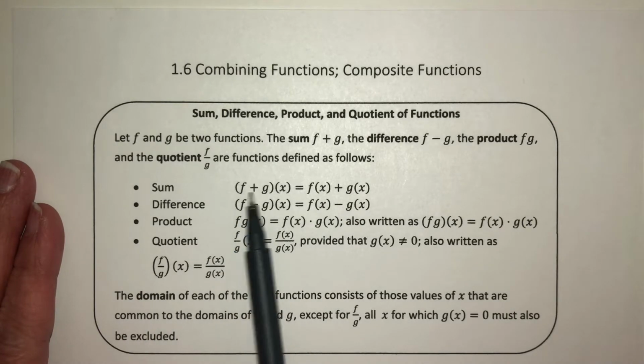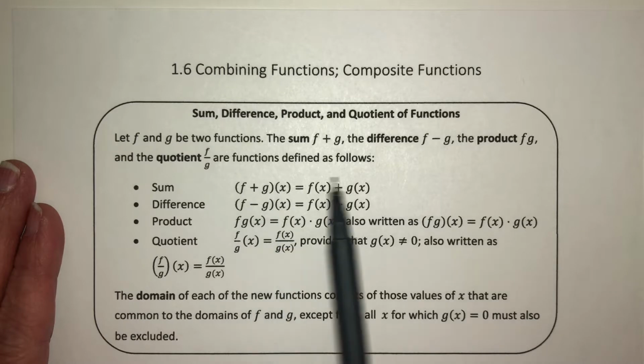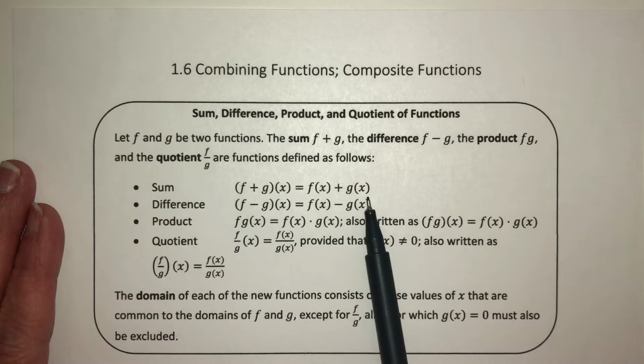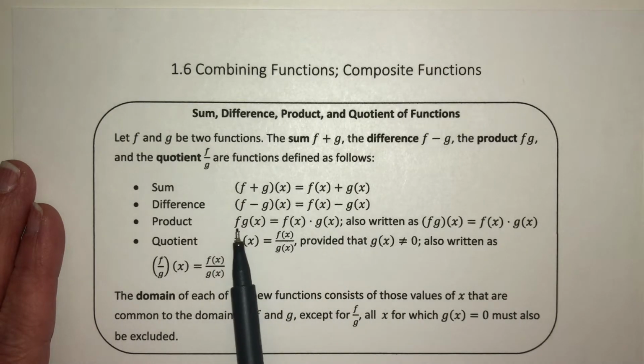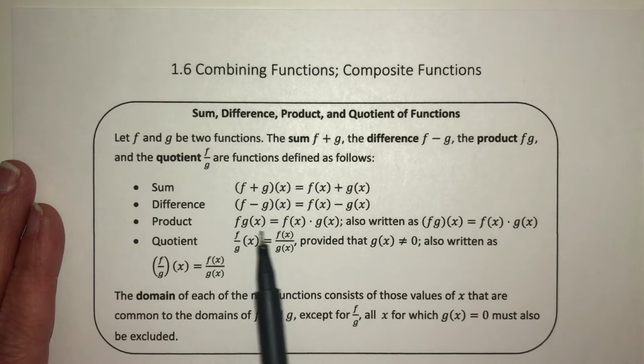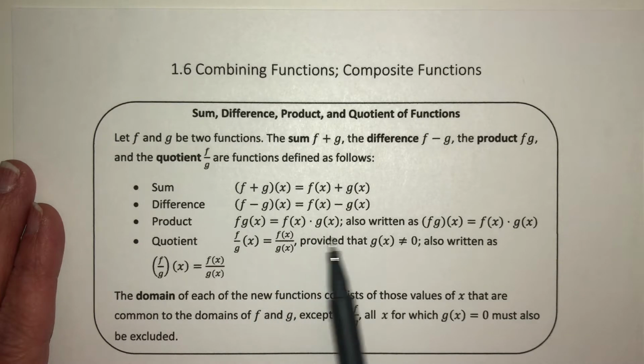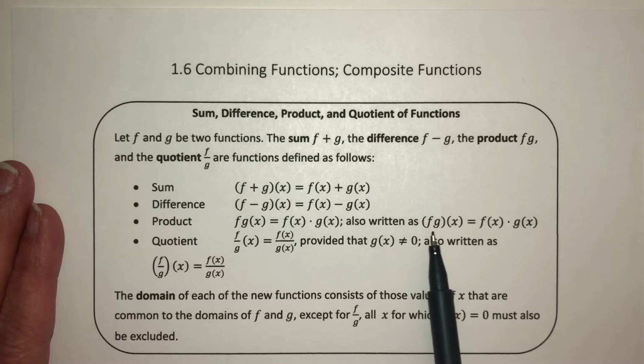If you see f plus g of x, that means f of x plus g of x. F minus g of x is f of x minus g of x. If you see fg of x, it's f of x times g of x. Sometimes you'll see the fg in parentheses. Sometimes you will see the dot written between them. It's all the same.